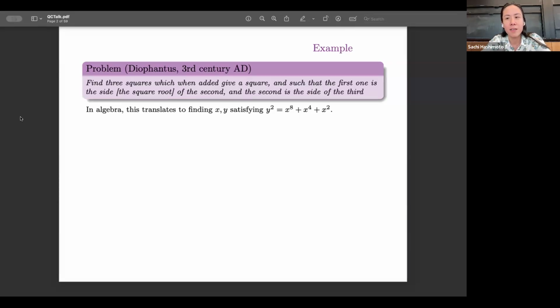So the problem of finding rational points on curves dates back at least to Diophantus in the 3rd century AD, and this problem comes from the Arithmetica. Diophantus tells us to find 3 squares, which when added give a square, and such that the first one is the side, so better known as the square root of the second, and the second is the side of the third. If we write this in algebra, we're asked to find x and y satisfying this equation here. And this is now known as the singular equation.